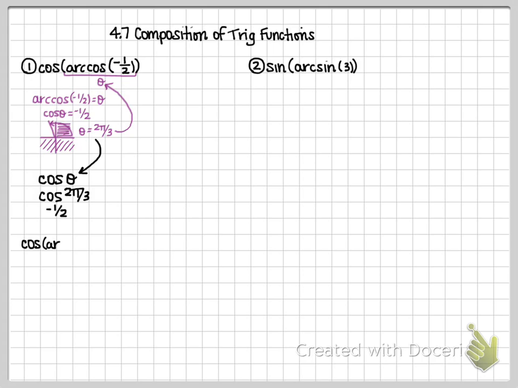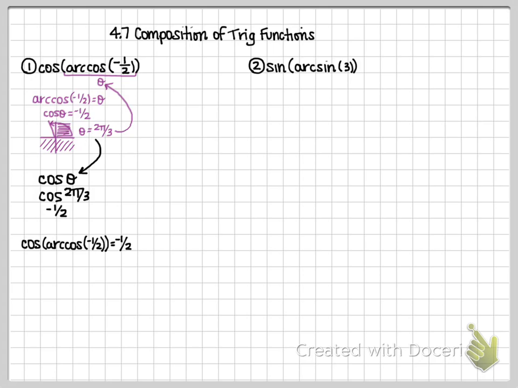So my answer is going to be cosine of arc cosine of negative 1/2. Just give me negative 1/2. Worked out kind of nice. Why did it work out? Well, because cosine and arc cosine are inverses of each other. And whenever we put a function next to its inverse, they cancel. But you have to be careful because it doesn't always work out as easy as that.